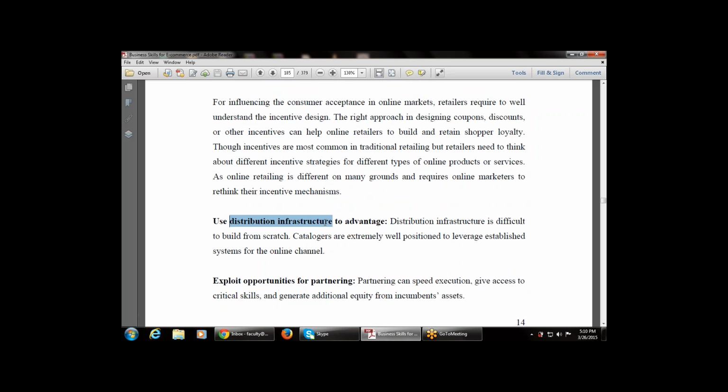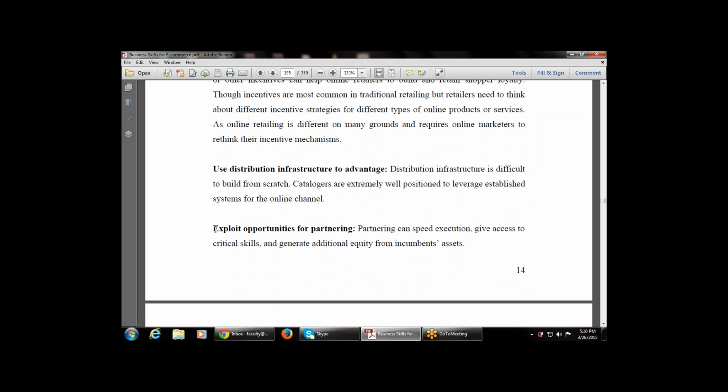The next issue that is available is to use distribution infrastructure to advantage. Distribution infrastructure is difficult to build from scratch. Catalogers are extremely well positioned to leverage the established systems for the online channels. That is, how to use the different leverages that are established for the online channels.